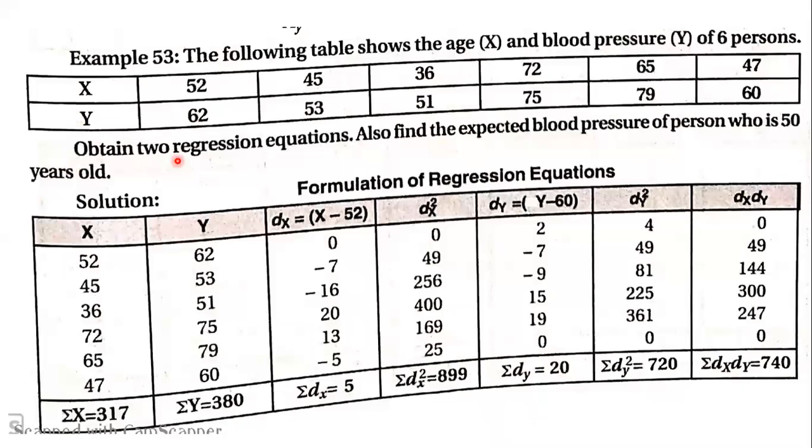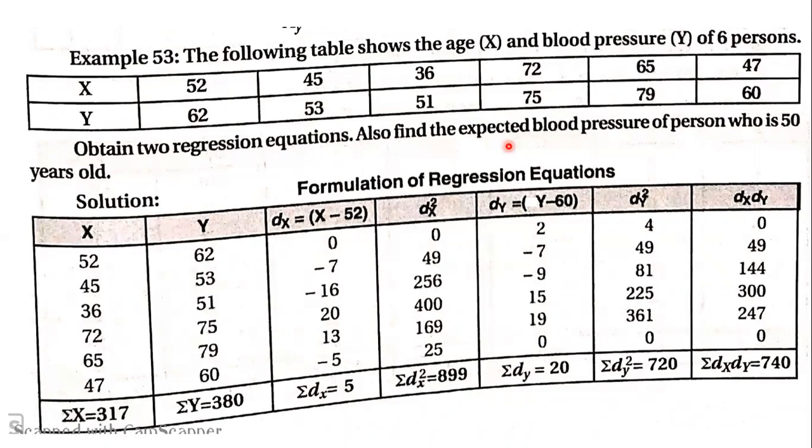Obtain two regression equations. See, clearly the question states two regression equations. Such questions will come for 14 marks. So you have to solve. It is very easy to solve if you know how to do it. So to know how to do it, you have to analyze the question properly.